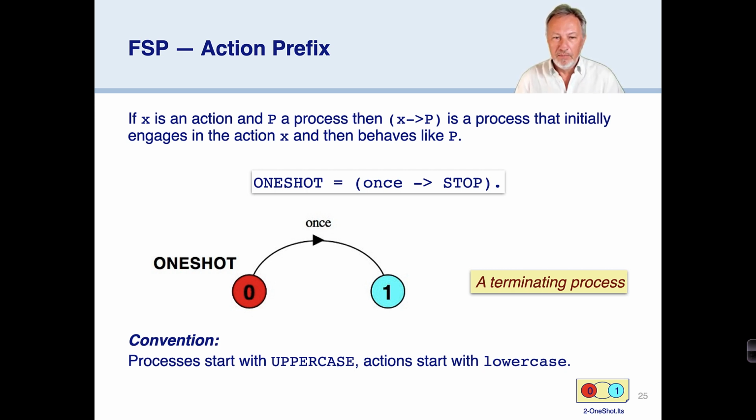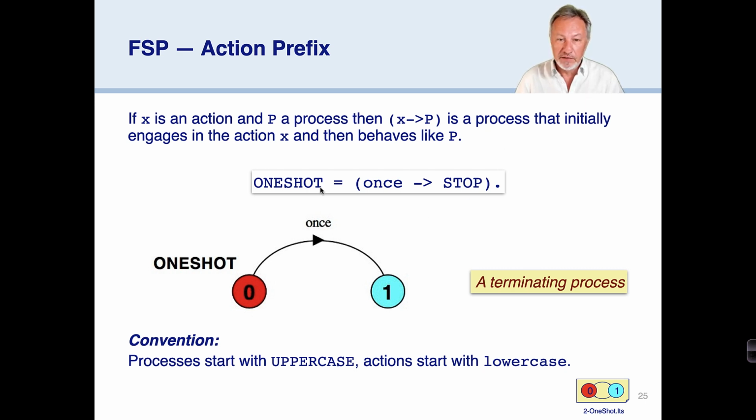Here's another example. This example is called one-shot, and it is showing again the action prefix syntax, so the arrow syntax. On the left-hand side of the arrow is an action, and on the right-hand side is a process or a process expression. We've seen that before in the previous example. What's new here is the special process stop, which does nothing. So one-shot will allow us to perform the action exactly once, and then it stops. This is a terminating process.